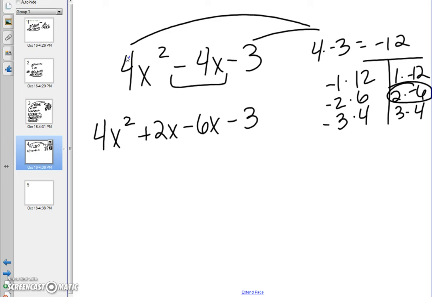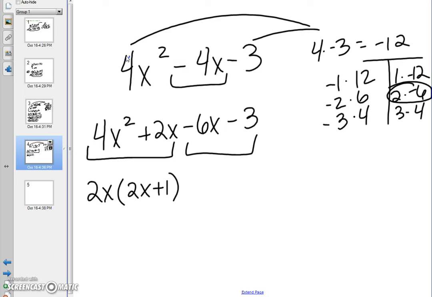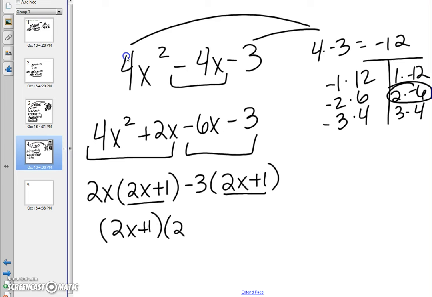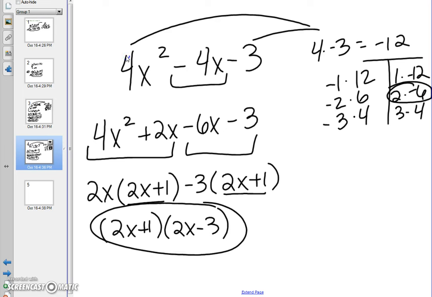We see 4 terms. Our brain needs to go to thinking factor by grouping. 4x squared and 2x have 2x in common. Negative 6x and a negative 3 have a negative 3 in common, which is good because those match up. We factor that out. And there we've done it. We again factored a trinomial where A is not 1.